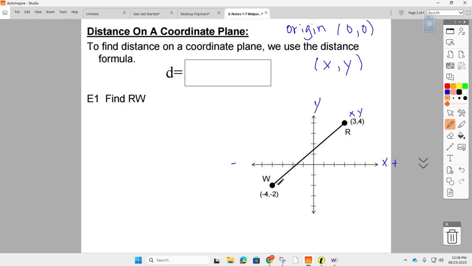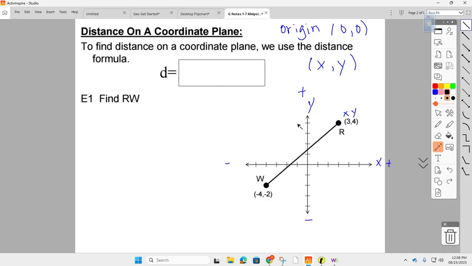So for point W, we always start at the origin. Origin means beginning, right? And X is first and then Y. So to get to this point, the location of this point is -4, 1, 2, 3, 4, and -2, down 2. So positive is up on the y-axis, negative is down on the y-axis.